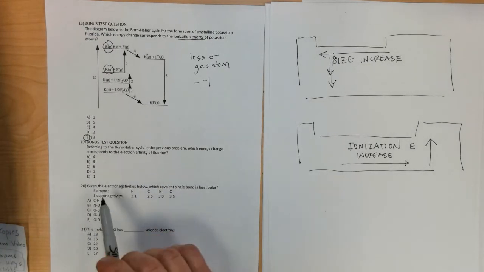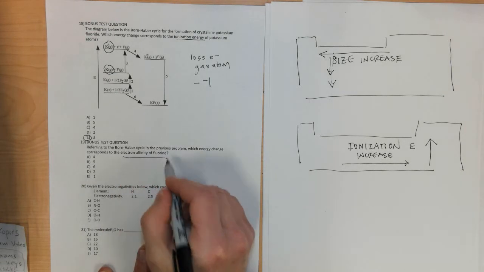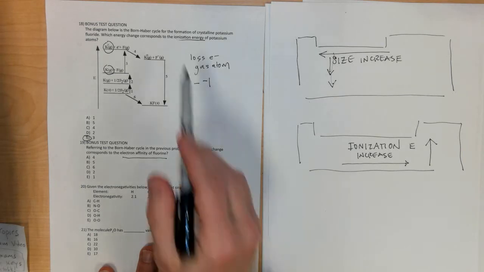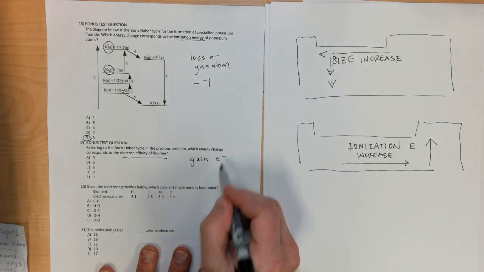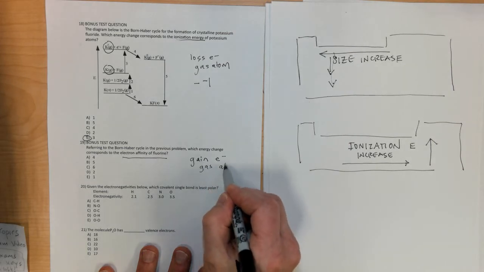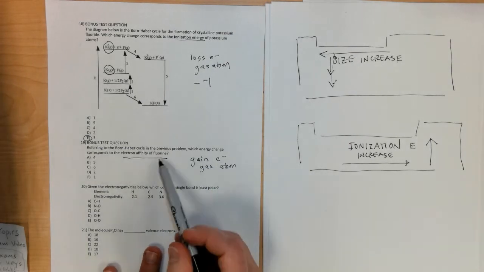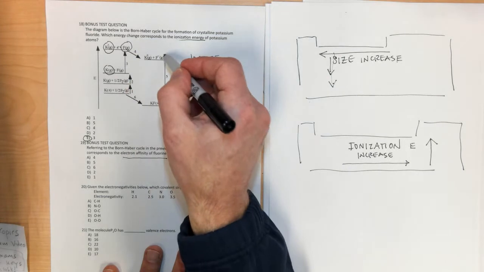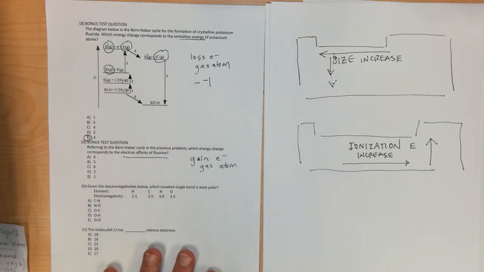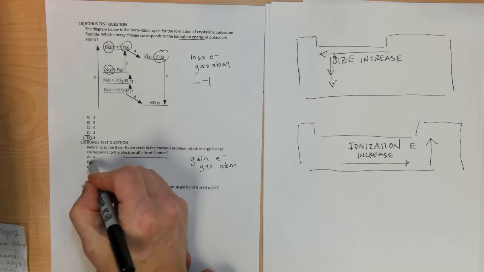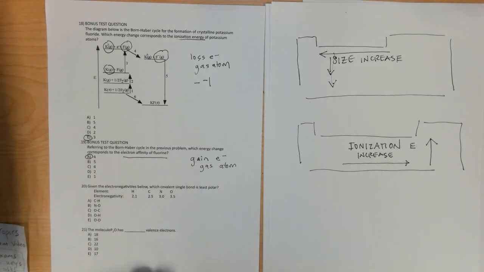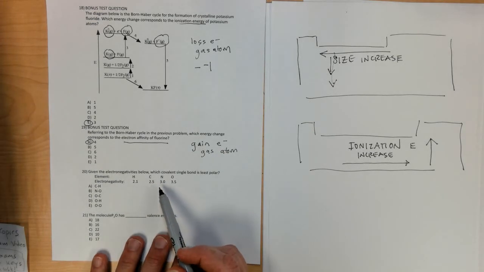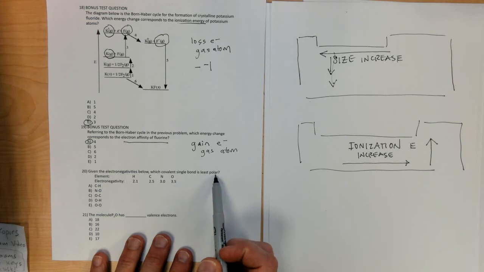Number 19, bonus test question, the electron affinity of fluorine. So the affinity is the opposite of ionization energy, and so it's the gain of an electron by a gaseous atom. And so first we have to find fluorine gaseous. We happen to find fluorine gaseous right here, and then you can see fluorine gaseous gained an electron right there because it became negative. And so step 4 is the electron affinity.